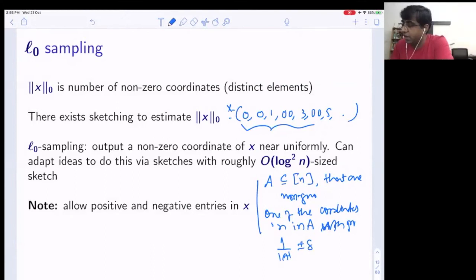And this will be via a sketch of roughly order log squared n size. The matrix is large, but we will only need order log squared n seeds or information to describe this matrix. And since it is a sketch, it will allow both positive and negative entries in x.